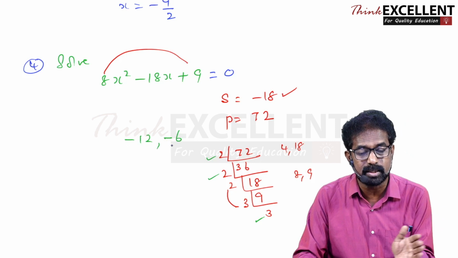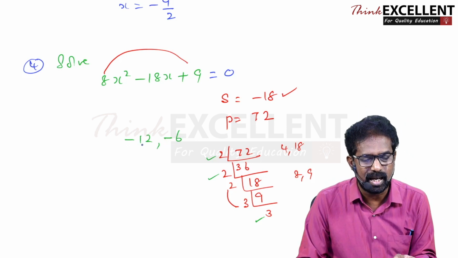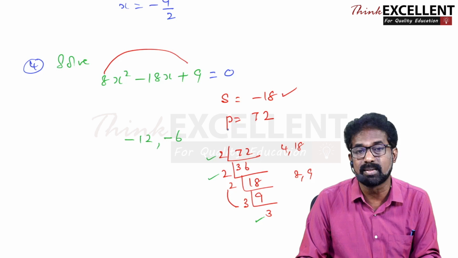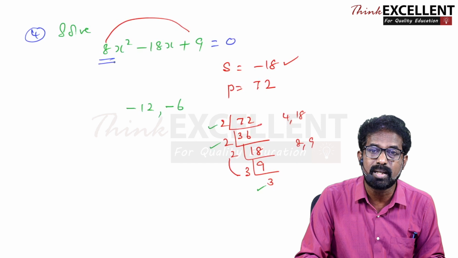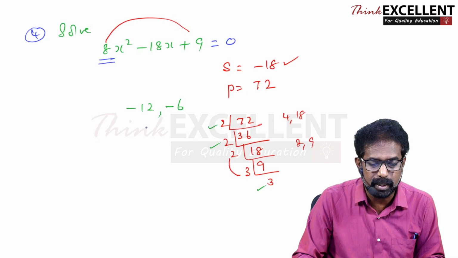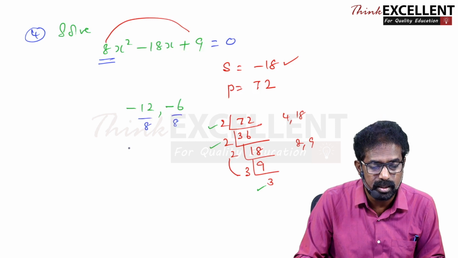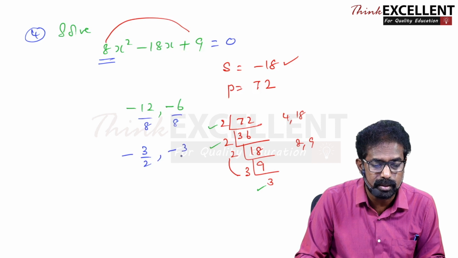Product: you multiply minus into minus, what is it? Plus. And 12 into 6 you will get 72. Okay, now how to write? The x square coefficient is not 1. It is 8, so divide by 8. Here put by 8, here also by 8. If you can cancel, you cancel it. Minus 12 cancel by 4 table, so 3 by 2. Second one, minus 6 cancel by 2 table, 3 by 4.